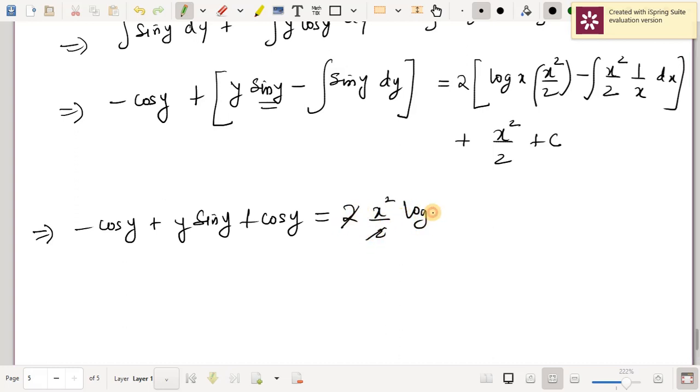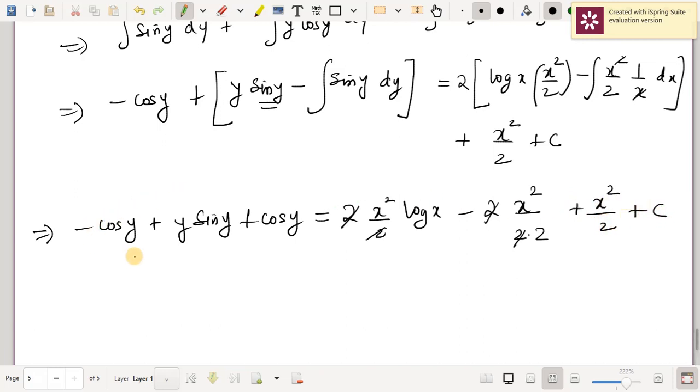into log x minus 2 into, okay, integral of this here, this is same as saying integral of x, which is same as x square by 2, so you have x square by 2, right, x square by 2, this 2 gets cancelled, so you have simply x square by 2, right, x square by 2, there is one more 2, plus x square by 2 plus c.